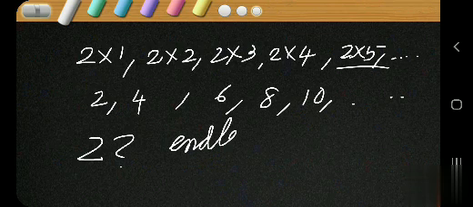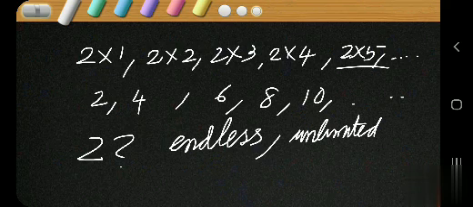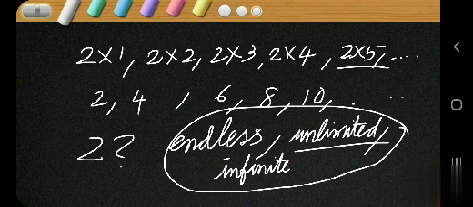Endless number of multiples, or in other words we can say unlimited, or we can say infinite. All these mean the same. What is the meaning of this? 2 has an unlimited number of multiples means we can't count the number of multiples of 2.